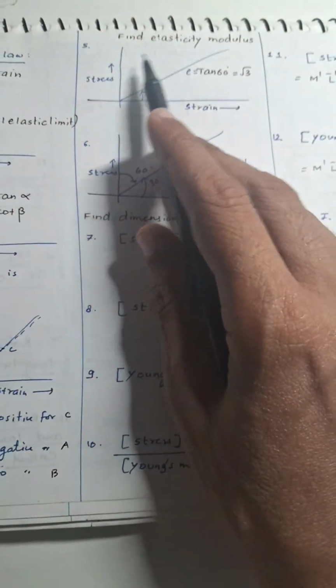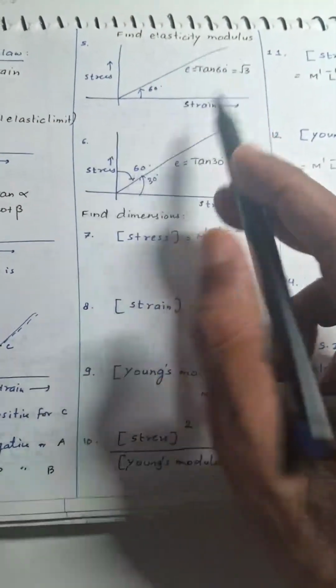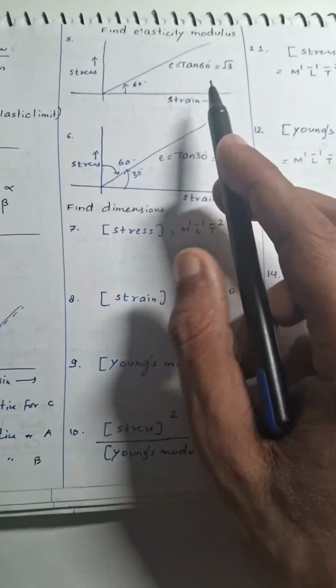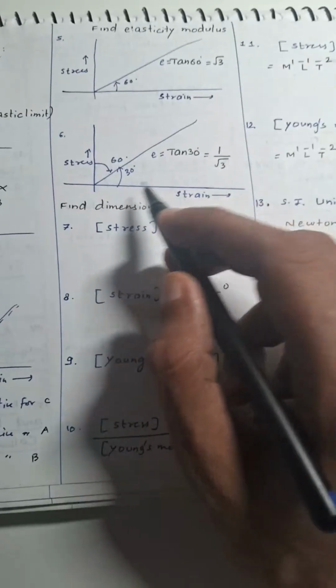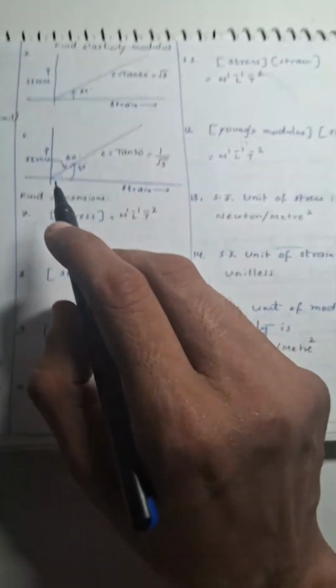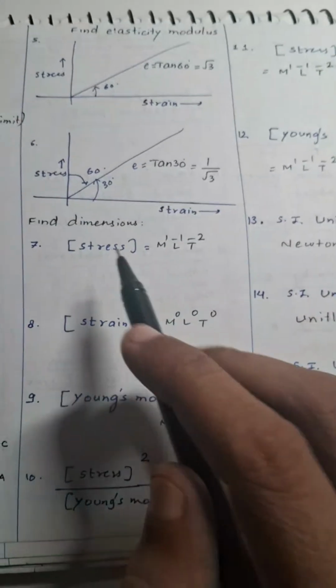Next is find the elasticity modulus. Here the angle is 60, so the elasticity will be tan 60, or root 3, which is 1.732. Next, in this question the angle is taken from the strain axis, so it will be tan 30, or 1 by root 3.